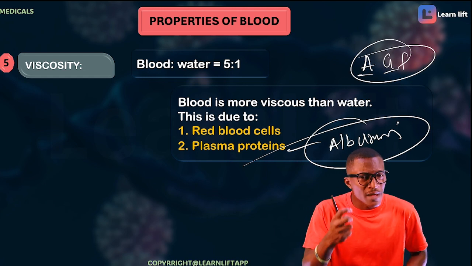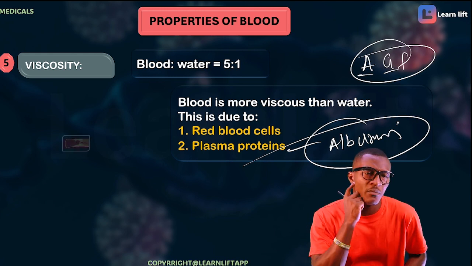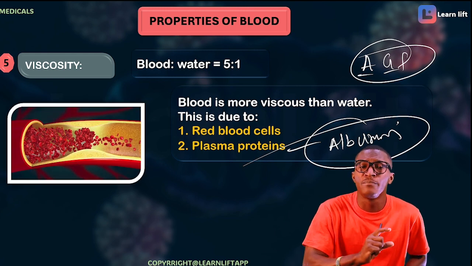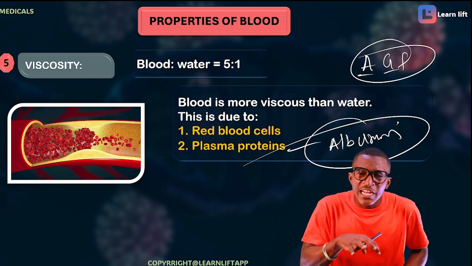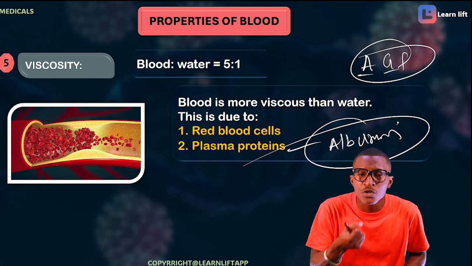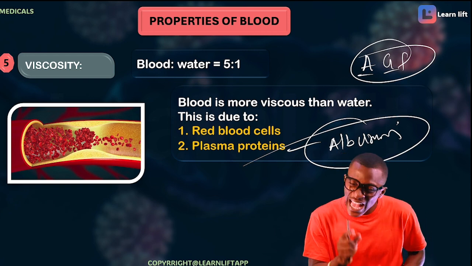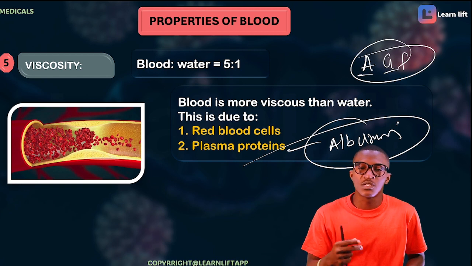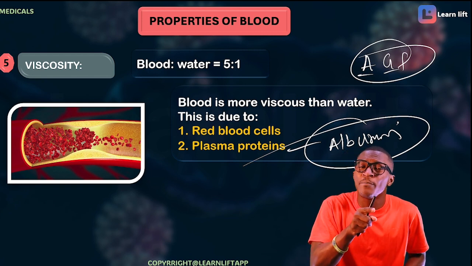So take note that blood is more viscous because of 2 things. The red blood cells make blood more thick, and the plasma protein. Now let me give you a mental picture. This is a blood vessel. Inside the blood vessel, you can see the red blood cells. The red blood cells are what make it thick. That's what we call viscosity. We said 2 things cause viscosity: red blood cells and plasma protein.